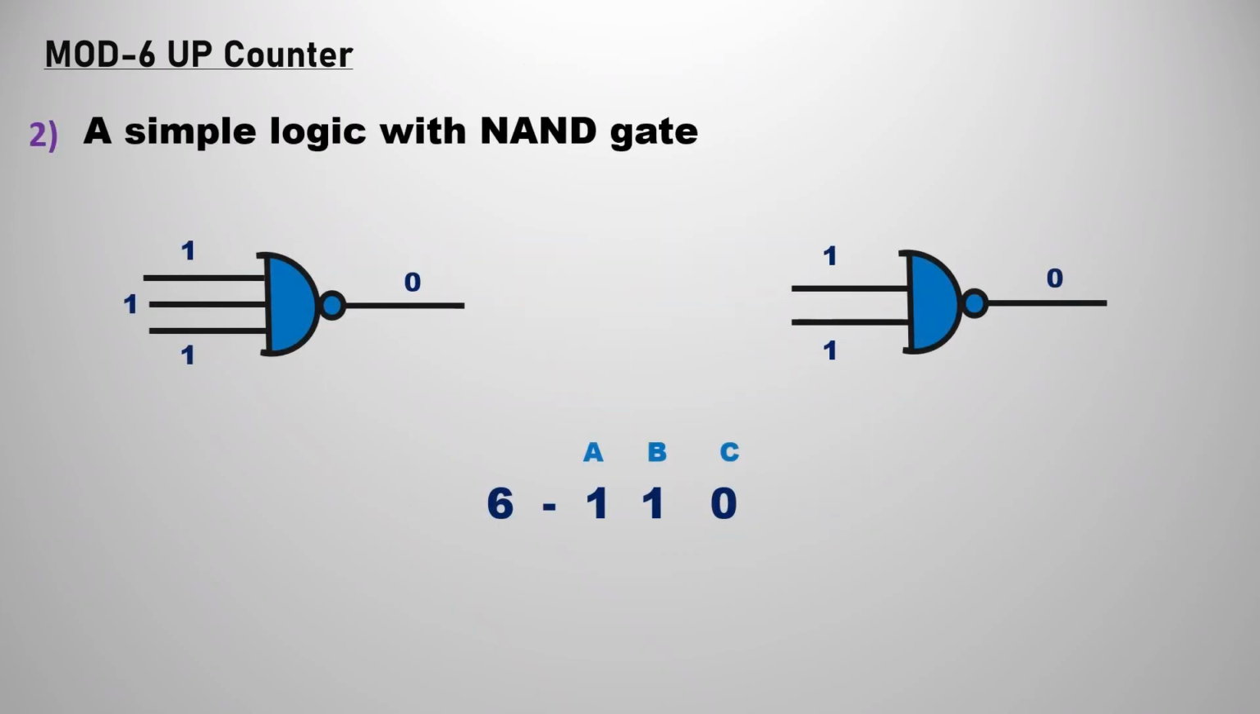Now we are going to start the second representation, that is a simple logic with the NAND gate. If you observe the NAND gate, when all the inputs are 1, the output would be 0. This is the main logic of the NAND gate, so we have to remember this.